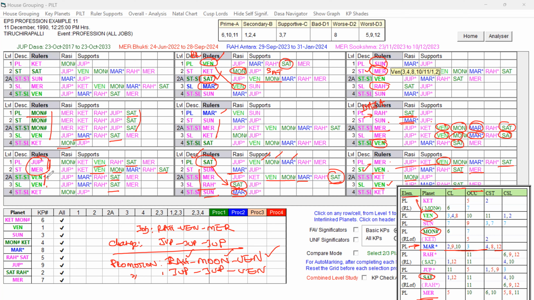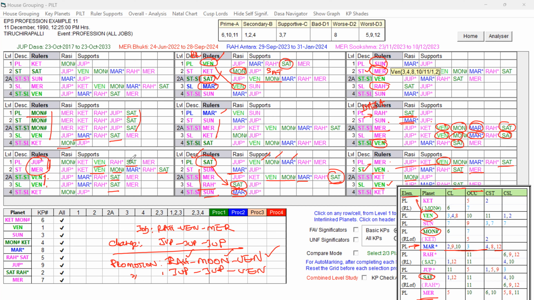Whether Jupiter is strong enough to give the promotion? Yes, Jupiter is having Venus, Mercury having Venus, and Moon, Saturn, and Venus itself is at the 2A level and sub-level forming ruler link. That Venus also having Saturn. So strong favorable key planet Saturn is at all levels, and also Venus at the 2A level and third level, and also forming ruler link. So Jupiter is strong enough to give the promotion because Venus is a good, strong key planet, Venus and Saturn.